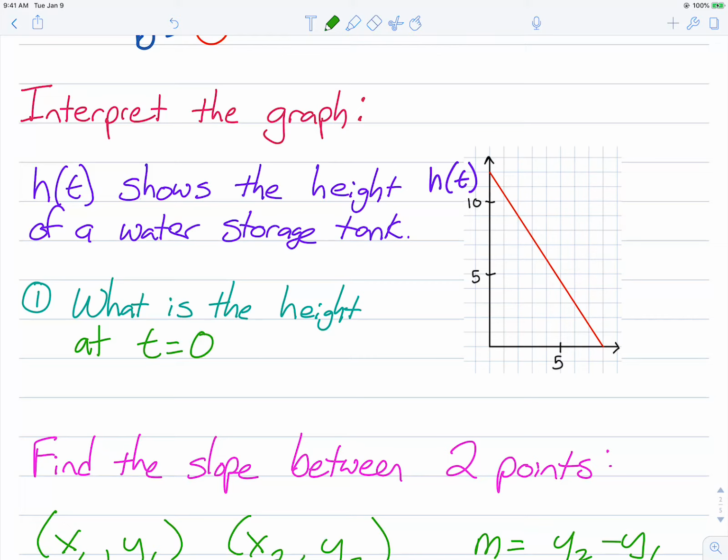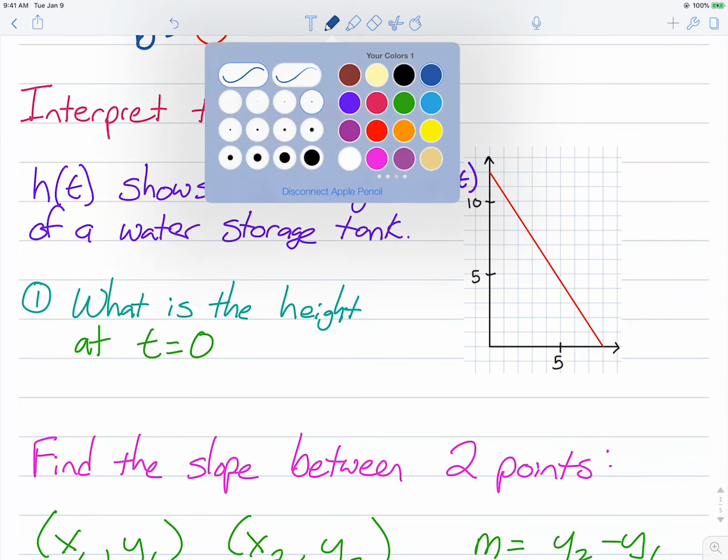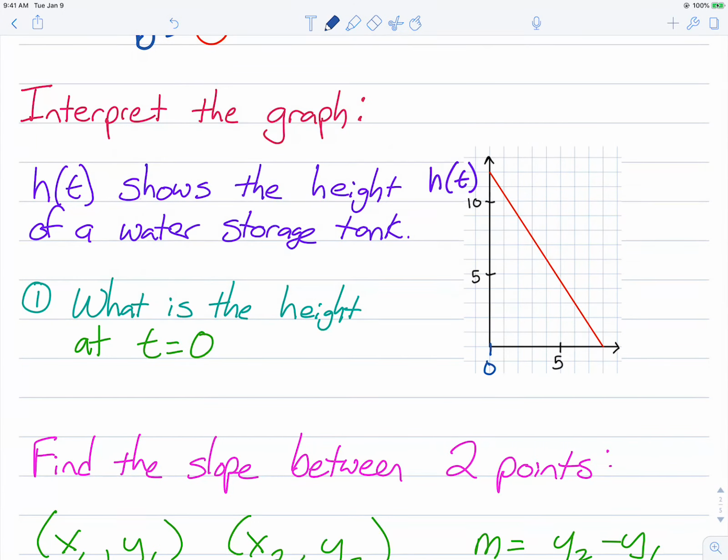If we look at the very beginning, at t equals 0, our height is up here. So that is 12 feet. If I wanted to know the height at t equals 2, I could go to 2 and I could go up to here, and that is 9 feet.